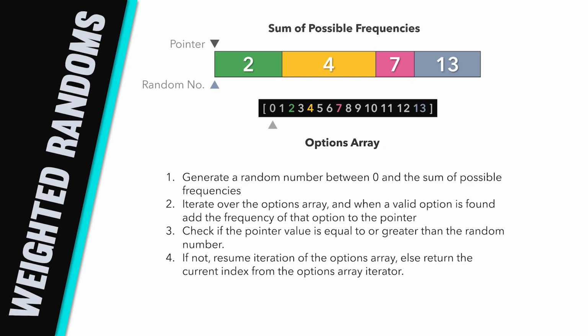So let's just go through this and visualize how this is actually going to play out. So first we get our random number, and then we iterate through the array. And 2 is a valid option, so we've added the frequency of 2 to our pointer value. You can see that it's still less than our random number, so we're going to continue iterating through the options array. 4 is valid, so we've added that frequency, and back to iteration. And there we go. We have found our value of 7. So the index of the tile that's going to be returned is 7.